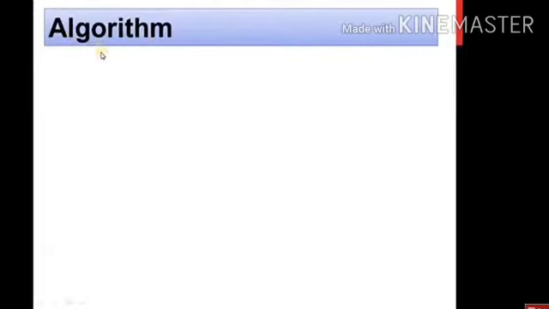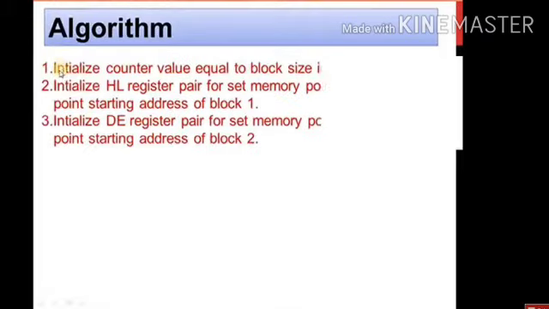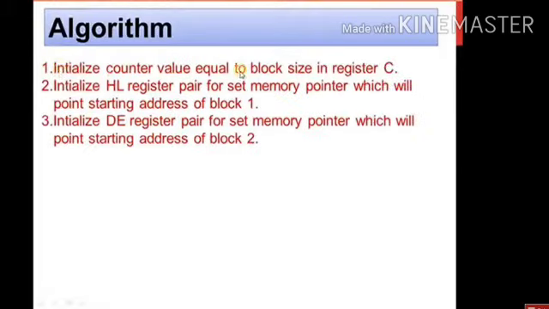Let us see the algorithm to design a program. We should know our algorithm. We can also call it a flowchart. So first we should initialize a counter equal to the block size in register C. Now I will initialize the HL pair as the memory pointer, which will point to the starting address of block 1. The HL pair is for block 1, and the DE pair for block 2. It will point to the starting memory address of block 2. Okay students, this much is clear.